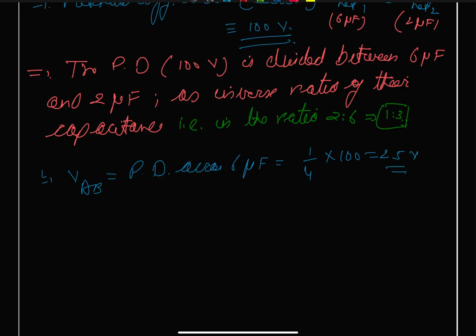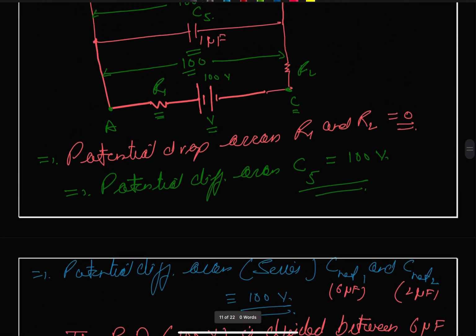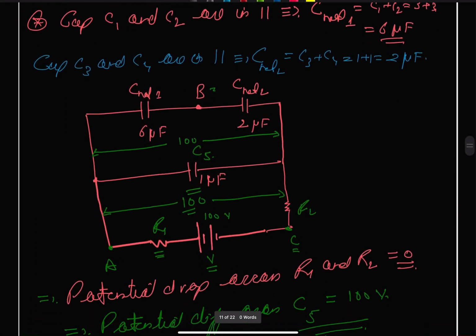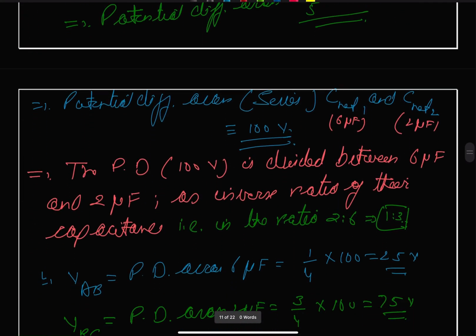And next is our VBC, which is the potential difference across 2 microfarad, which will be coming as the reverse, 3 by 4, multiplied by 100, and that comes to 75 volts. So we got the potential difference across B, C as well as across A and B. Next question.